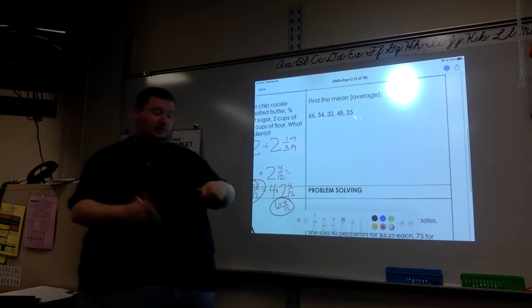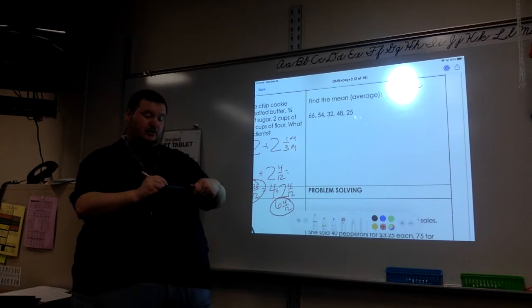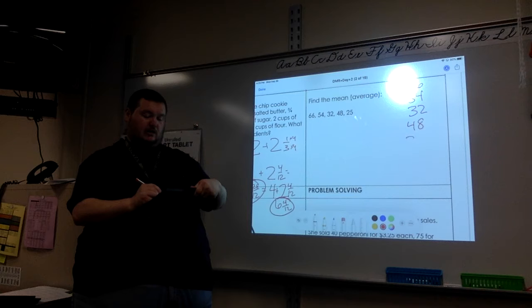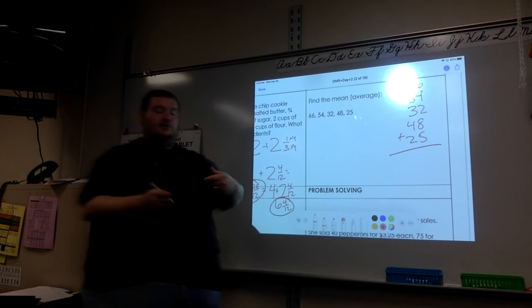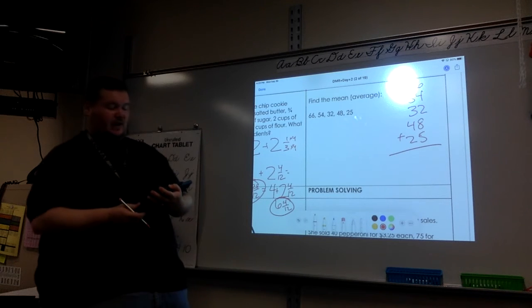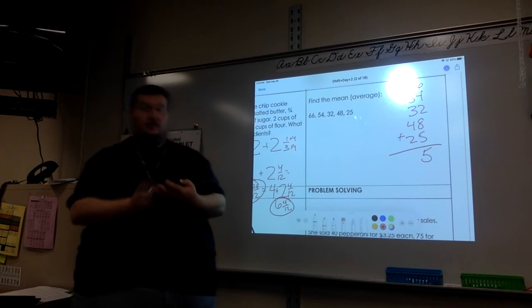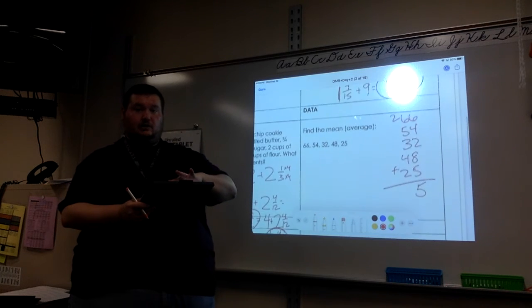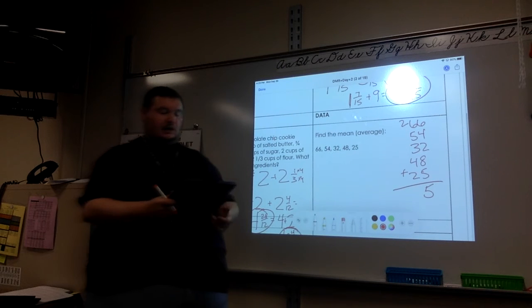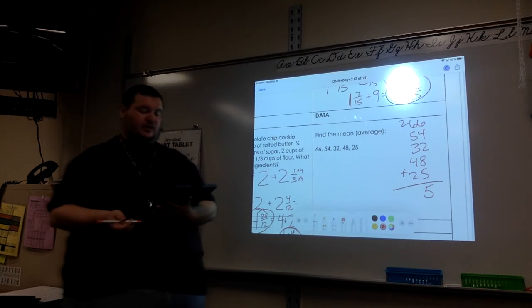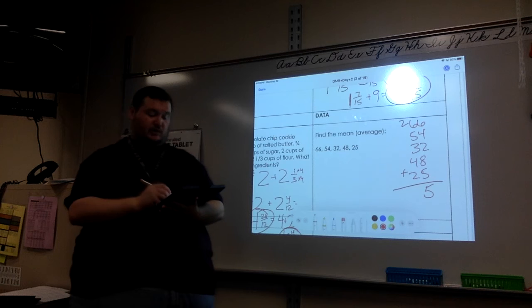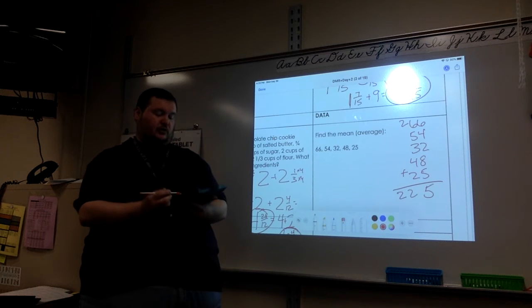Moving on, we'll find the mean, or the average, again. Add up all your numbers. 66, 54, 32, 48, 25. 6 plus 4 is 10, plus 2 is 12, plus 8 is 20, plus 5 is 25. Carry your 2. Sorry about that. 6 plus 2 is 8, plus 5 is 13, plus 3 is 16, plus 4 is 20, plus 2 is 22. So it's 225.